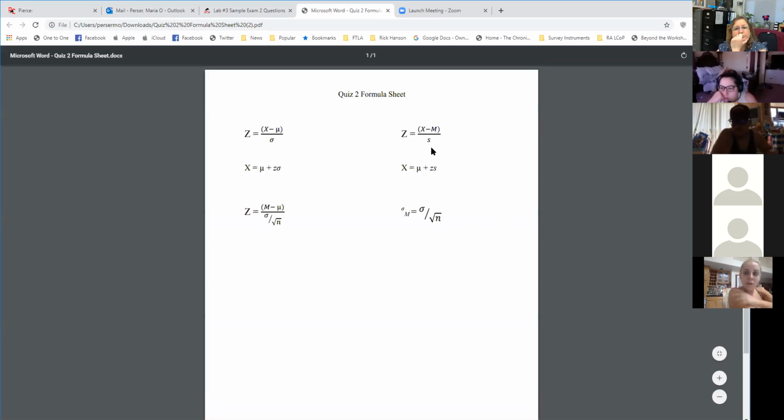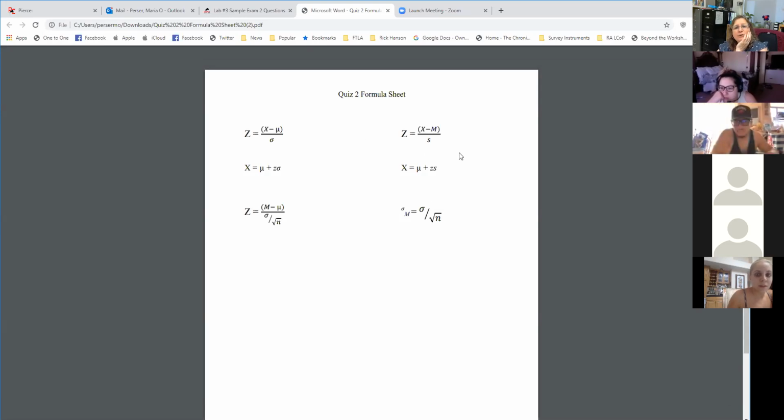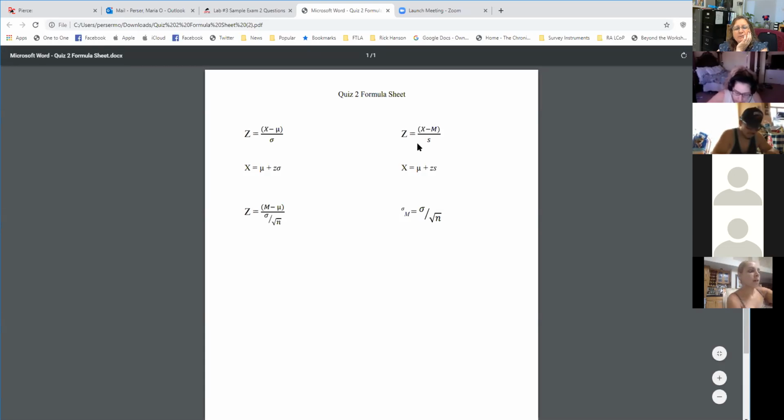Somehow I cannot see what you're seeing. You don't see the formula sheet? You're talking about the right side of the formula sheet, where it says z equals x minus M divided by s. What's the difference between these two? This is for the sample mean. The other one was the population.